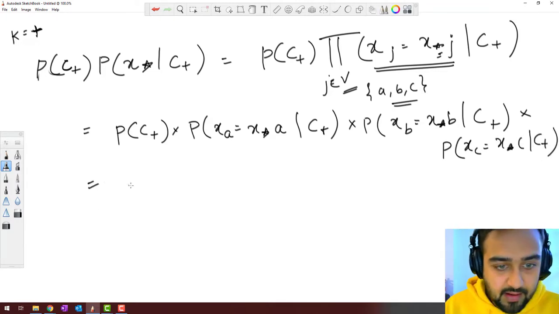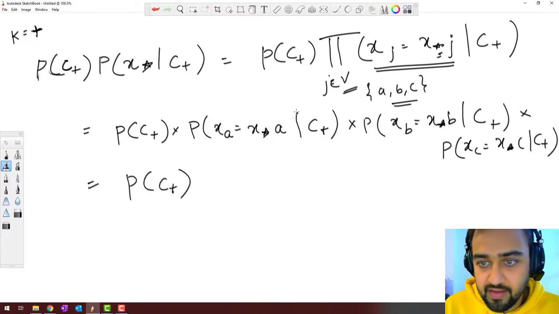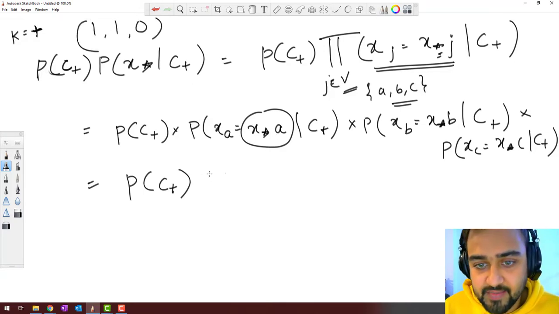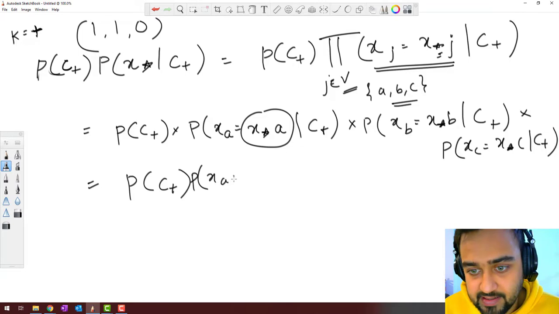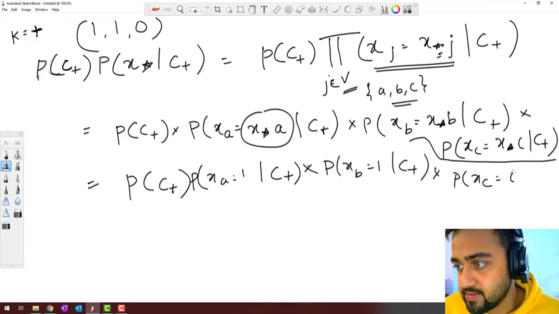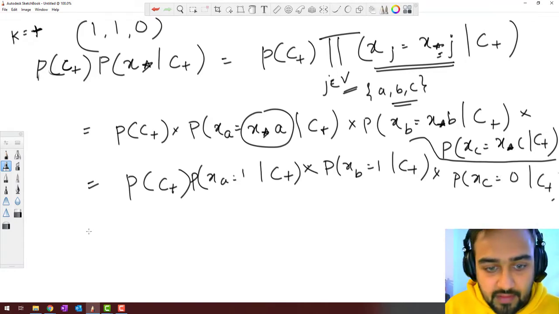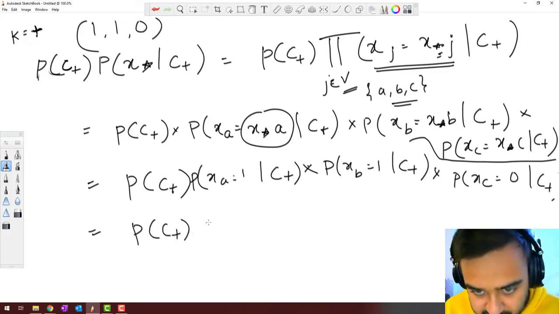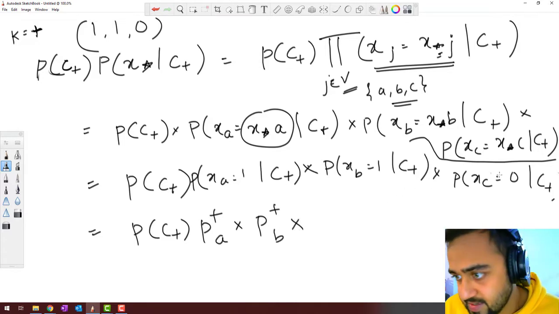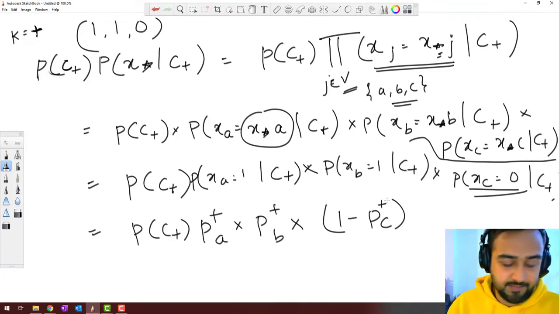This is nothing but P of C positive. Our encoding was 1, 1, 0, so X star A is present. Therefore, P of XA equals 1 given C positive, multiplied by P of XB equals 1 given C positive, multiplied by P of XC equals 0 given C positive. This is nothing but P of C positive plus A plus B, and as this is 0, we would get left with this.